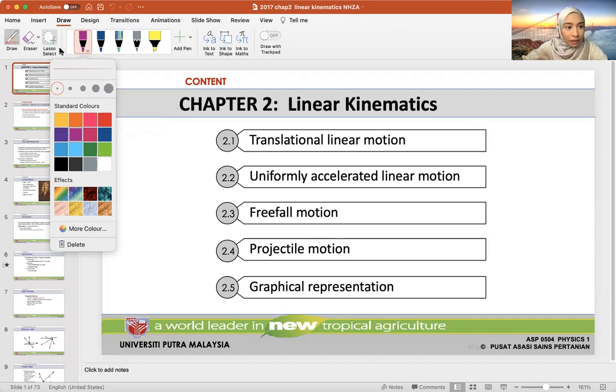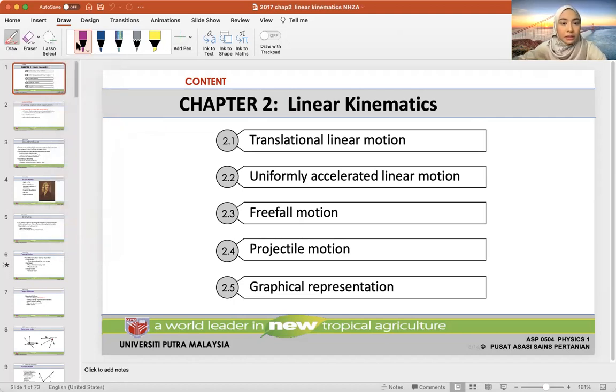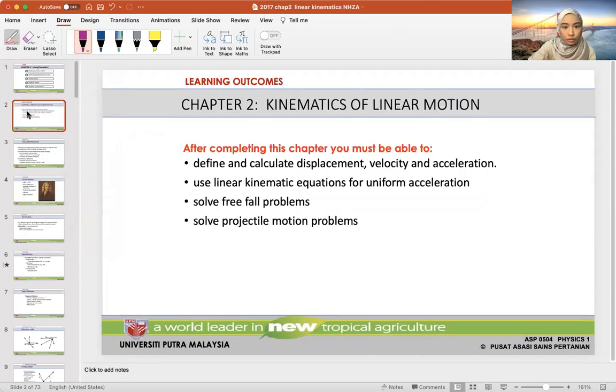It's not the exam. Okay, so for chapter 2, we are learning on linear kinematics. So I think this is a new term for you, kinematics. Kita akan discover what is kinematics. So in this chapter, we are learning about translational linear motion, uniformly accelerated linear motion, free fall, projectile, and graphical representation of all of this. Okay, so let's go to the first one.